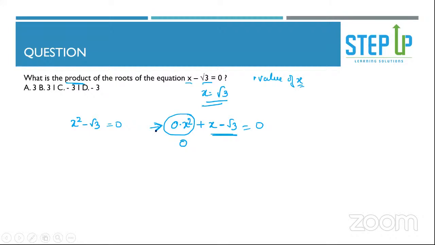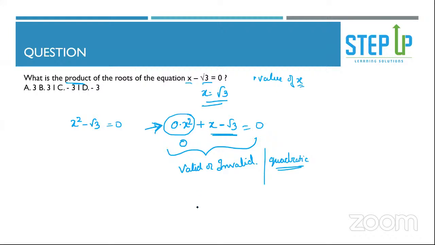How many of you agree? Tell me how many of you think this is valid or invalid. Type in whatever you feel. This equation, 0 into x square plus x minus root 3, valid or invalid with respect to a quadratic equation? I'm just trying to understand how many of you are with me and how many of you are not. Anyone else? Nobody said valid.